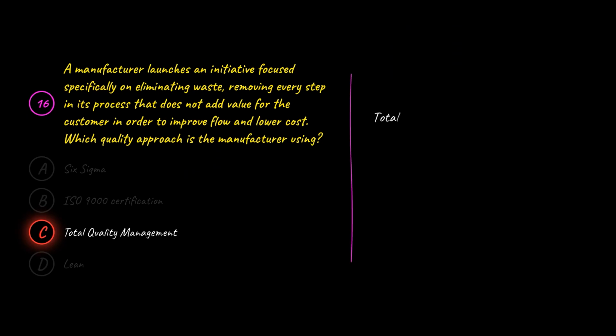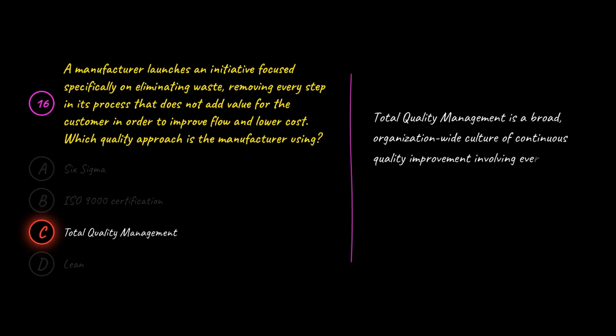C is wrong because total quality management is a broad, organization-wide culture of continuous quality improvement involving everyone. The narrow focus on cutting waste points specifically to lean rather than the whole company philosophy of TQM.